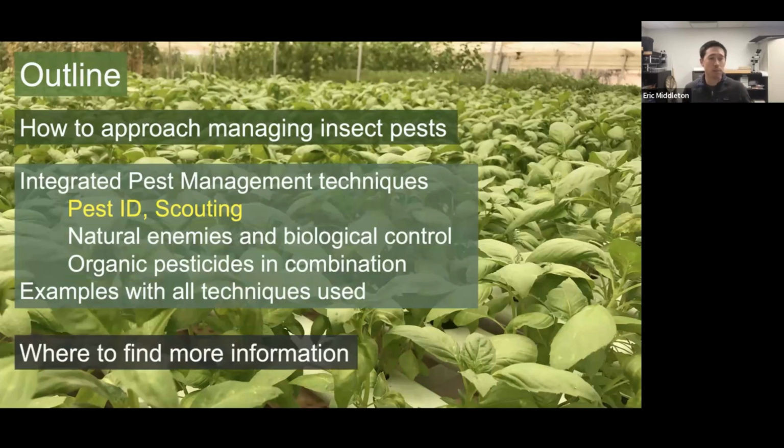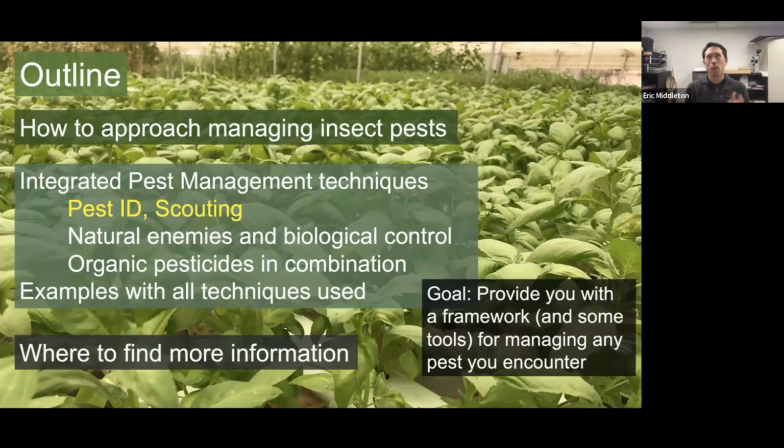And then finally, where to find more information about all of this, because you becoming an expert in your own system is, of course, the most important and critical thing you can do. And again, this is me trying to walk the line between going too specific and not providing information you need, and going too broad and not providing particularly useful information. So my general goal here is to provide you with a framework and additionally some tools for managing any different kind of pest you encounter. So basically, what is your general approach and what are some things that are universally and very broadly applicable?